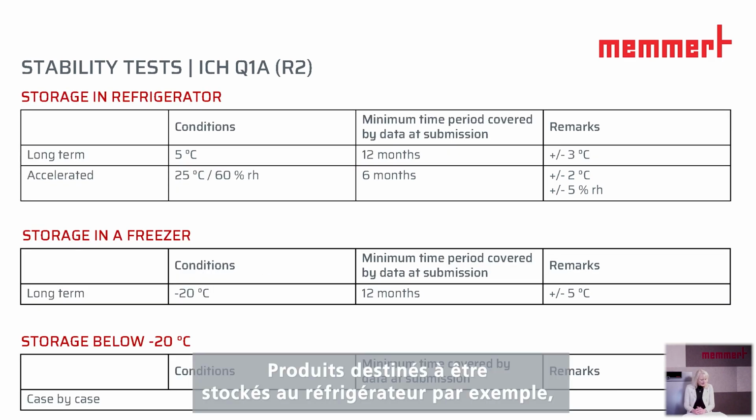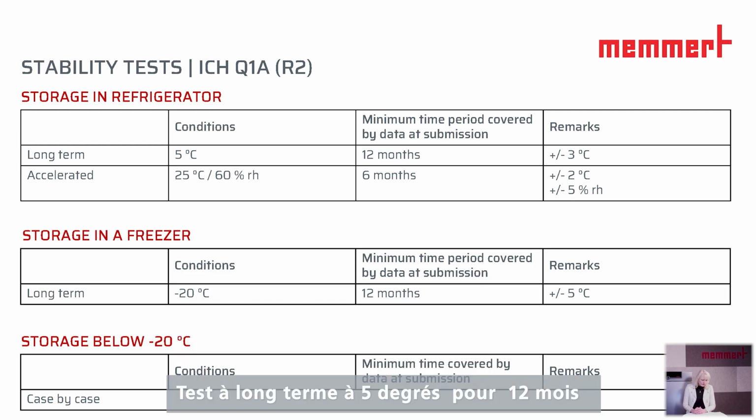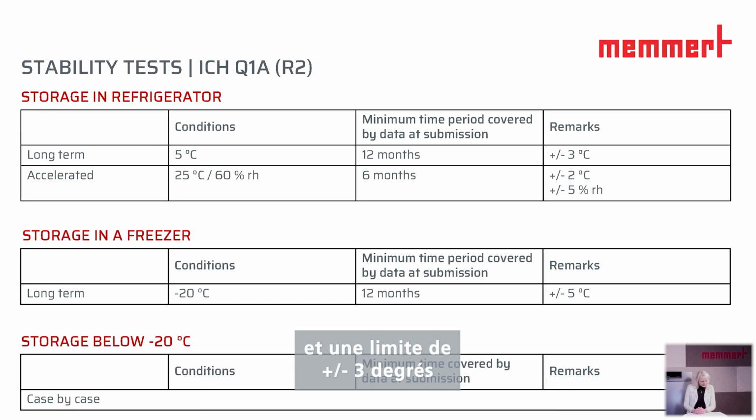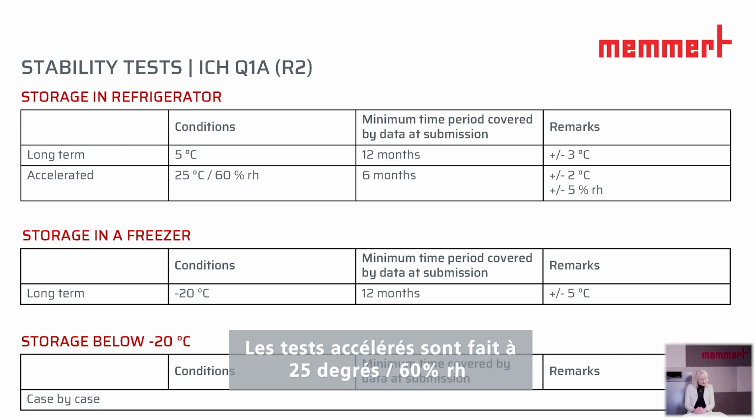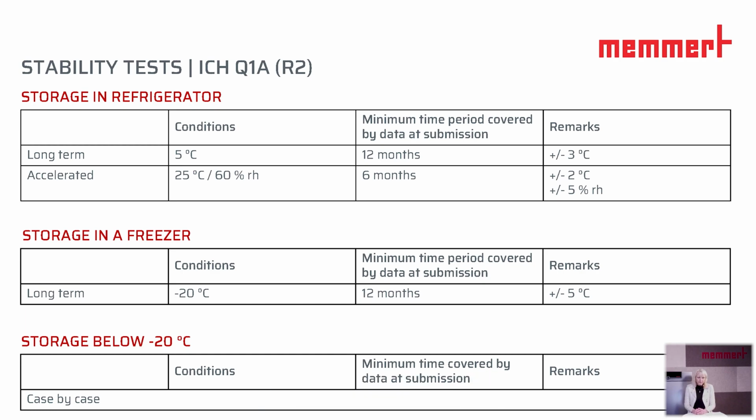This means products intended for refrigerated storing, for example vaccines which might be stored under refrigerated conditions, or DNA oligonucleotides. Here long-term testing is at 5 degrees for 12 months, and here we are in a limit of plus minus 3 degrees, and the accelerated testing here has to be done at 25 degrees and 60% RH, and this is also for 6 months, and the limit is plus minus 2 degrees and plus minus 5% RH.